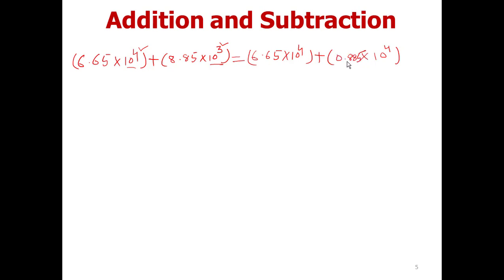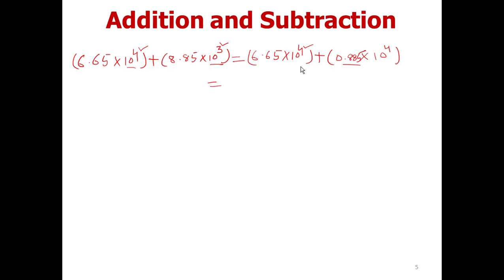So it will be 0.885. Here you have to be very careful. What we have done is made this exponent 4. In order to make it 4, we have to add 1. Now if we add 1, then the decimal moves to the left. As we have added 1, the decimal has been moved 1 place to the left. So this we got. Now we can group it.